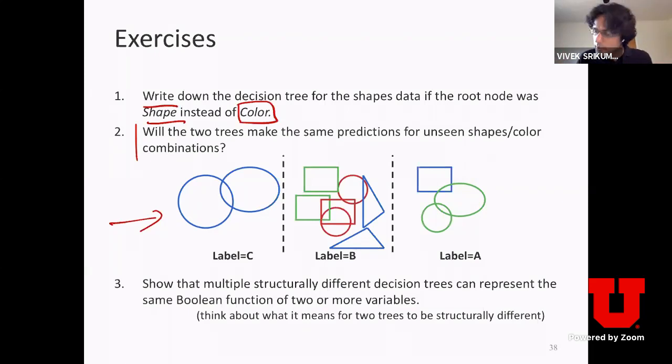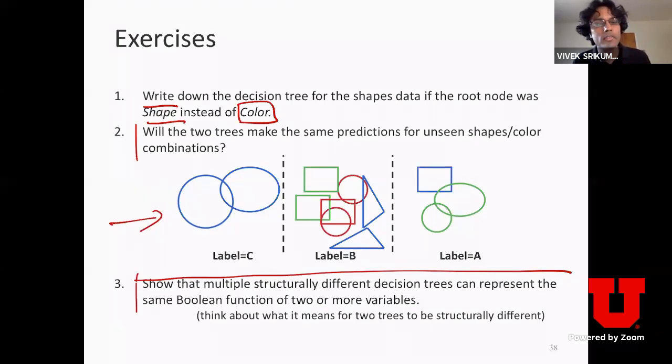The other thing that I want you to think about is, try to prove that multiple trees that look different, structurally different, can always represent the same Boolean function if you have two or more variables. I gave you a hint of a proof with choosing a different root, for example. And to formalize it, you might have to inductively grow that. You can make an inductive proof.